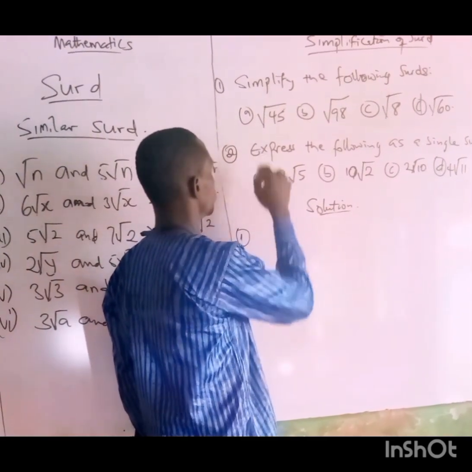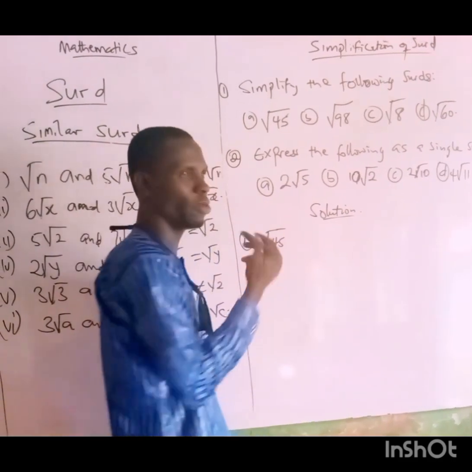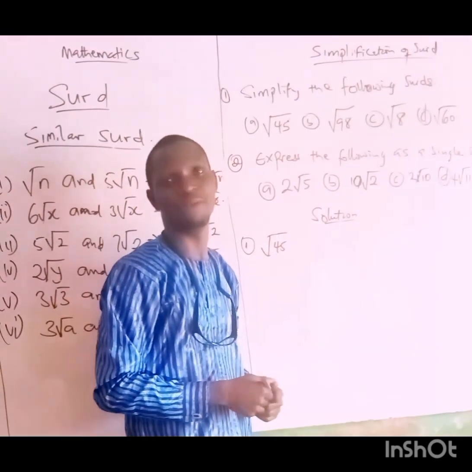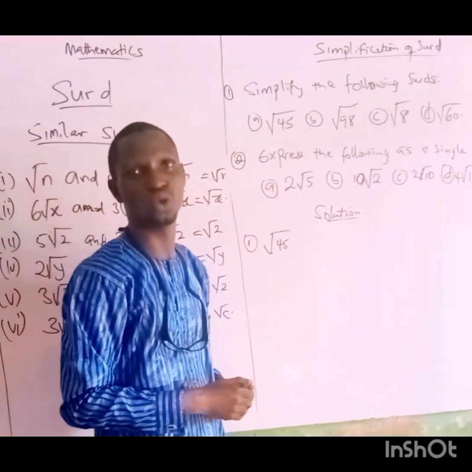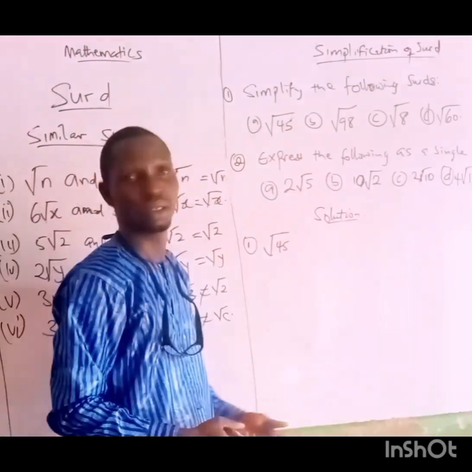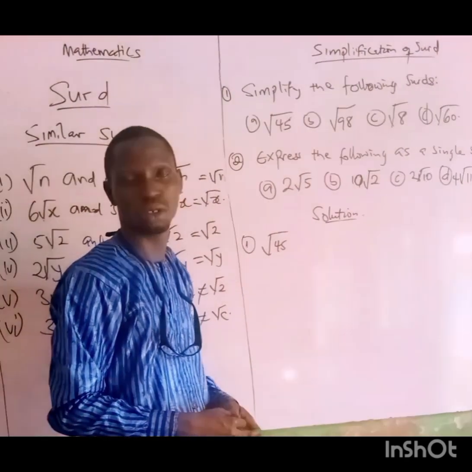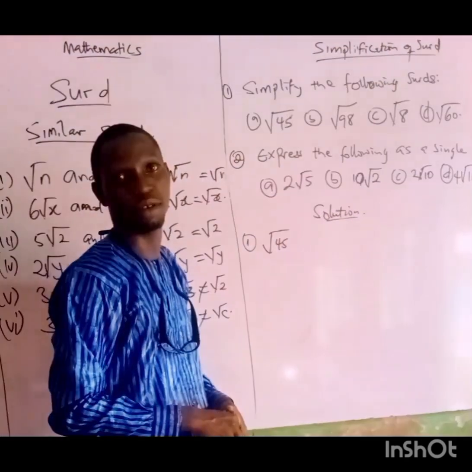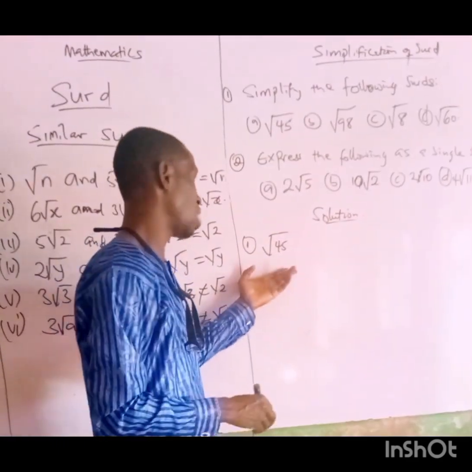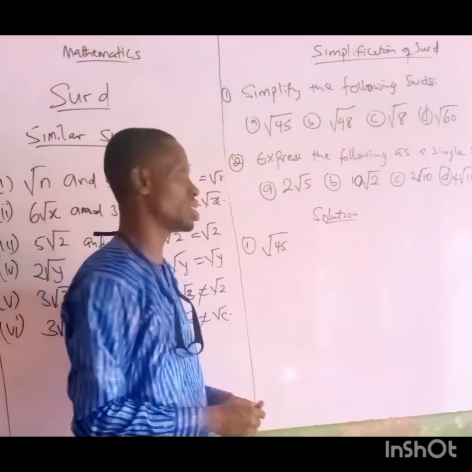Number 1, root 45. Now, how do we simplify root 45? What do we do to make this root 45 simplified? The very first thing that we are going to do, to make it easy for ourselves, is to use, if you still remember from your basic mathematics class, how to find the product of prime numbers. That's what I would suggest you use, so that it can be faster for you to solve. So let's quickly see root 45.